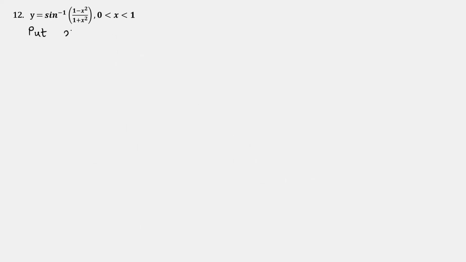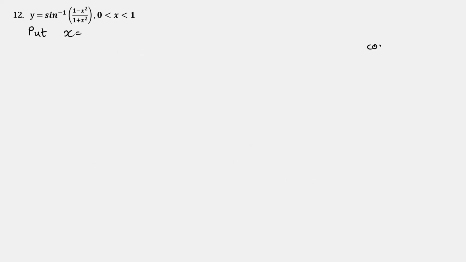Put x is equal to tan theta. Now you know that if I want sine 2 theta inside, I should have 2x upon 1 plus x square. But here I have 1 minus x square upon 1 plus x square. This is actually our cos 2 theta. So anyway, we are going to use that only. But cos 2 theta, we know how to convert.